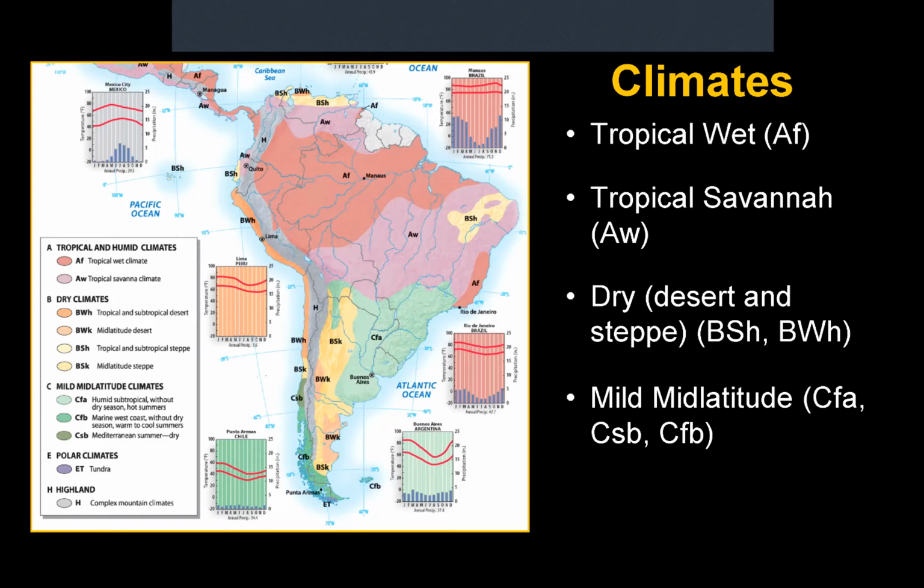And then the CFB is Marine West Coast. That's like going from San Francisco up to Seattle. Again, it's a mirror of what we have in North America is happening in South America. And you can see that in the southern part of Chile on that western coast.